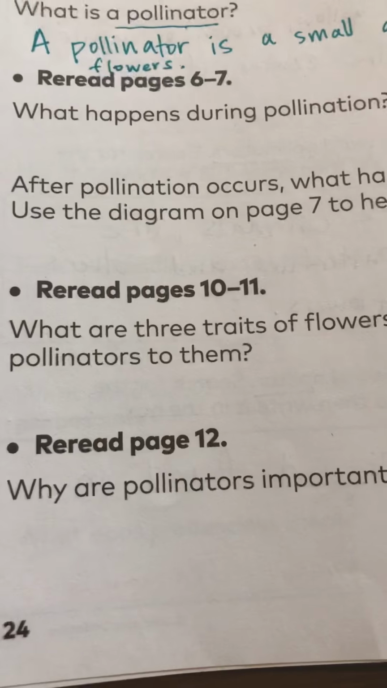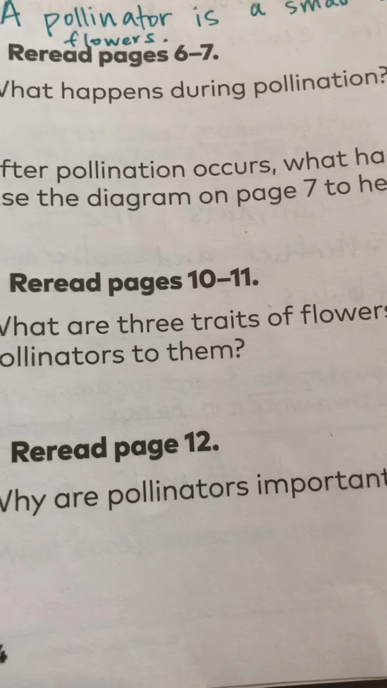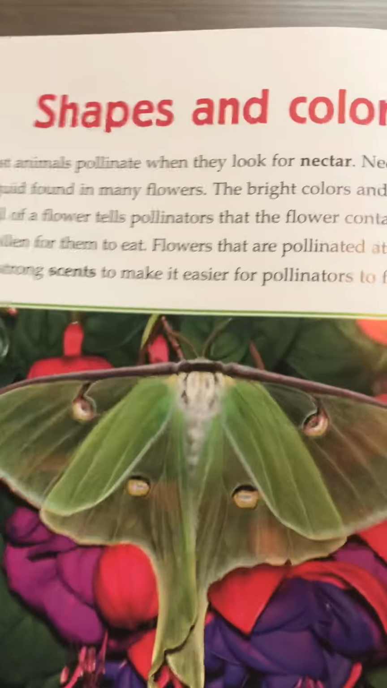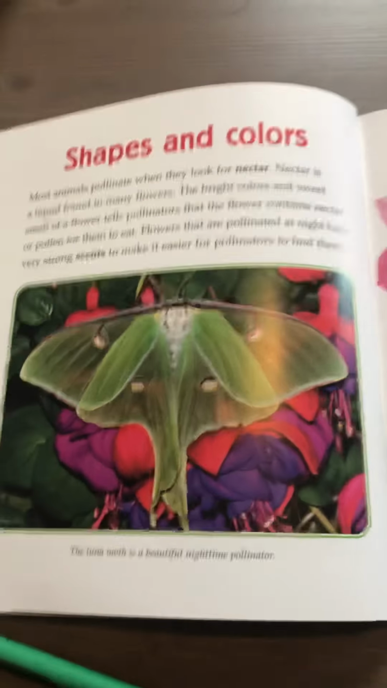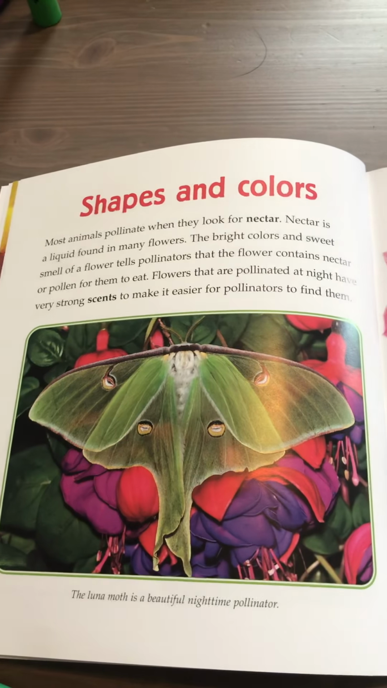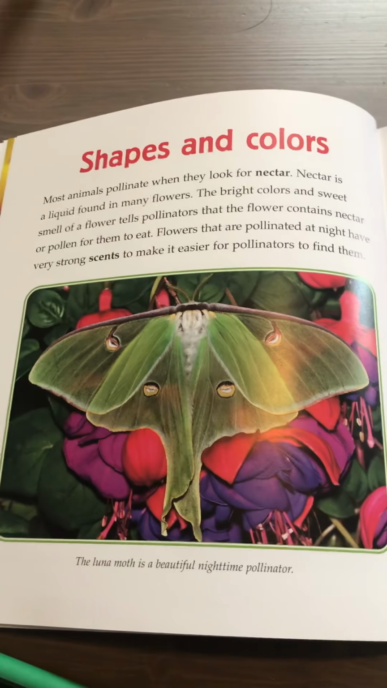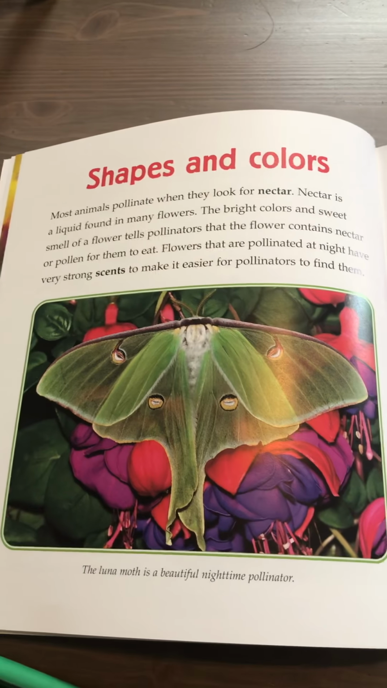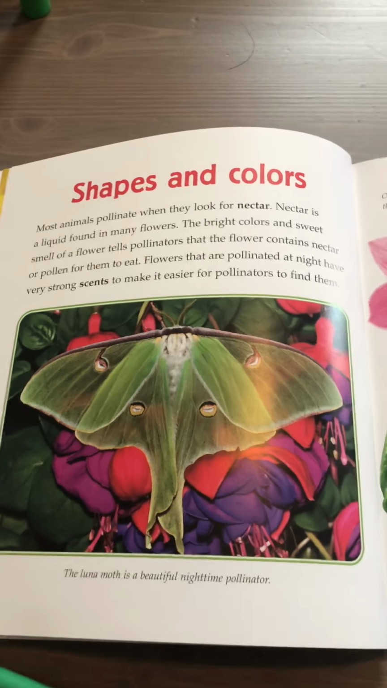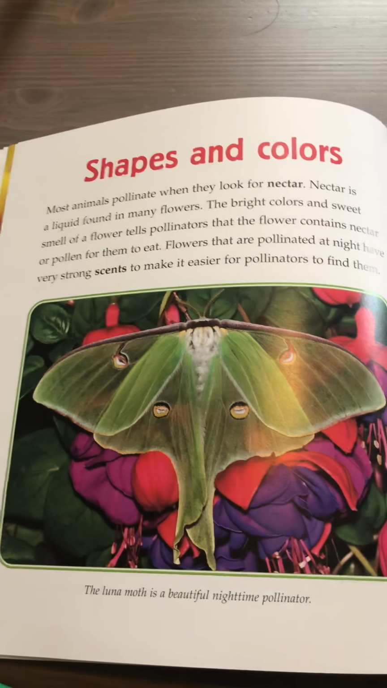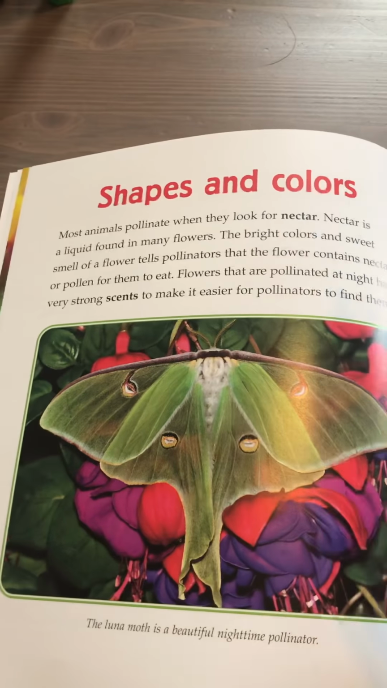Okay. Now, we're going to go to page 10 and 11, and we're going to start reading about some traits of flowers that attract pollinators to them. And again, we're going to pay attention to the text features. What are the other things that help us navigate through this awesome text? And we're also paying attention to what we learn about pollination. So take a look at the heading, shapes and colors.